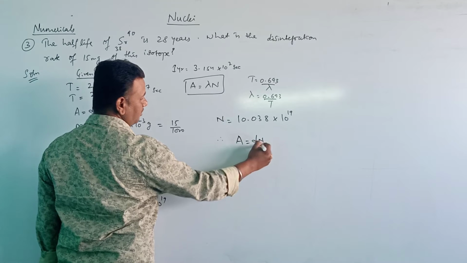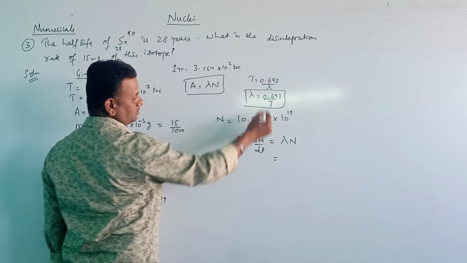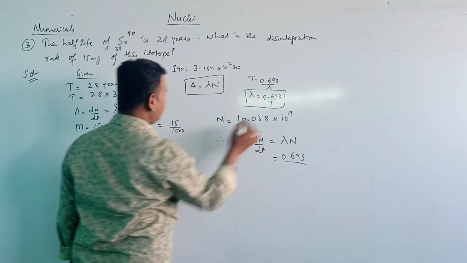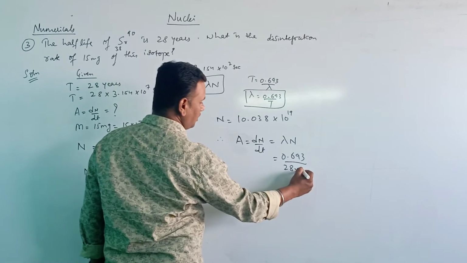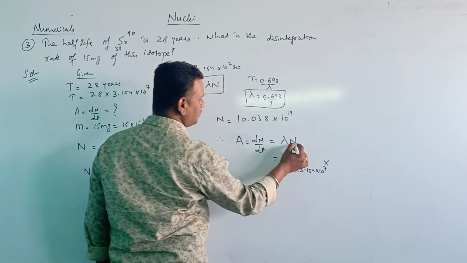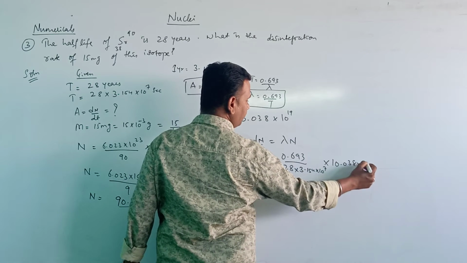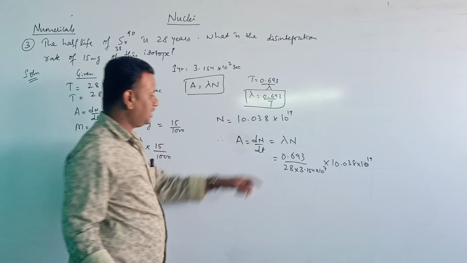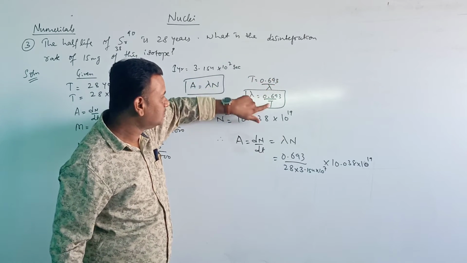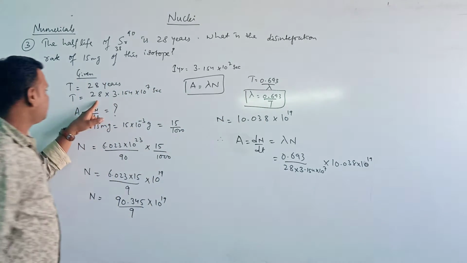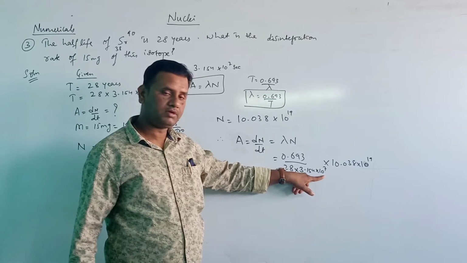Now using this relation, A is equal to dN by dt, which is equal to lambda into N. Here lambda, the decay constant, can be written as 0.693 divided by T, where T is the half-life. The half-life value is 28 into 3.154 into 10 to the power of 7, and N is 10.038 into 10 to the power of 19.